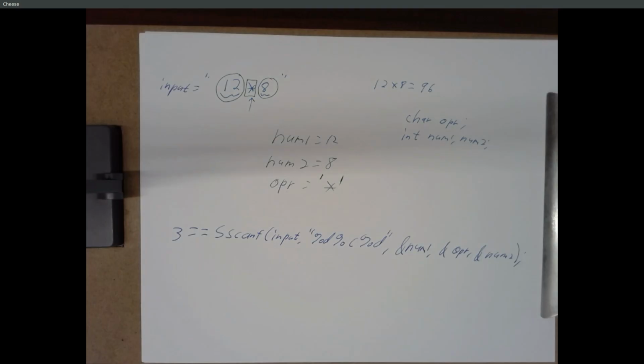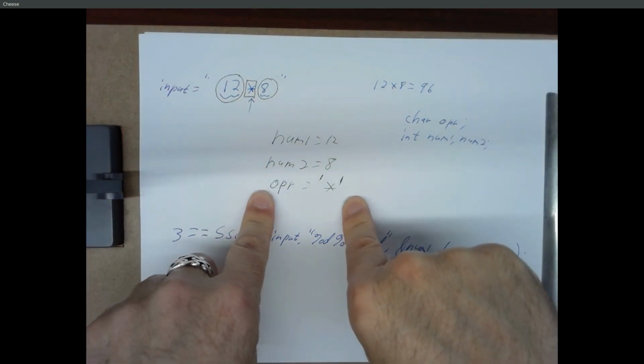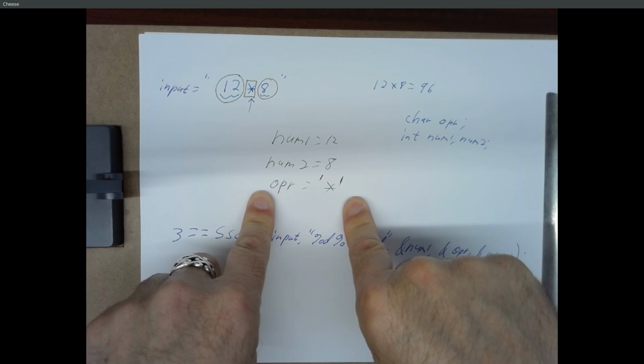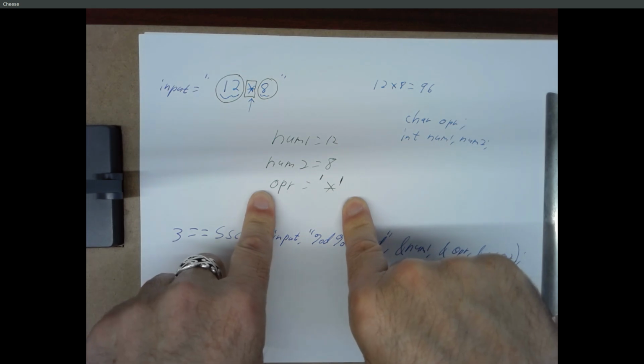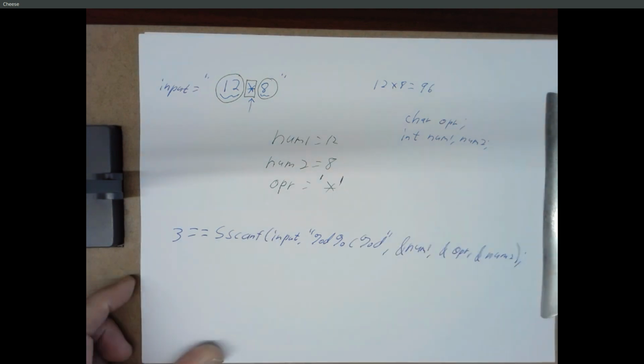So maybe you want to say, if this is not equal to 3, return a -1. And then you're done with that error case. If it does return a 3, well, now you've got this set up: number 1, number 2, and operator. So how do we combine these 4 if statements? We'll do it with a not equal to, and a not equal to.